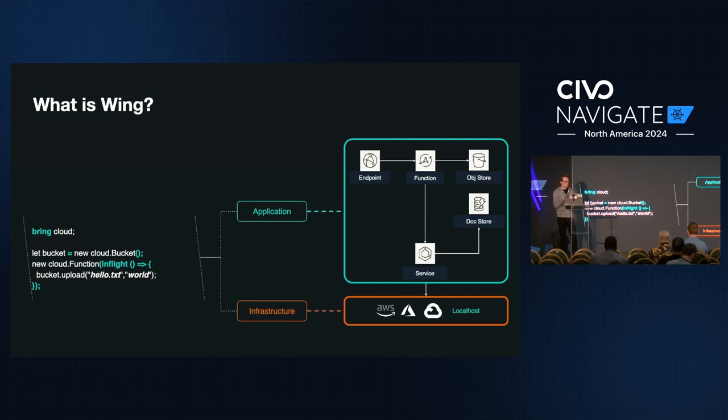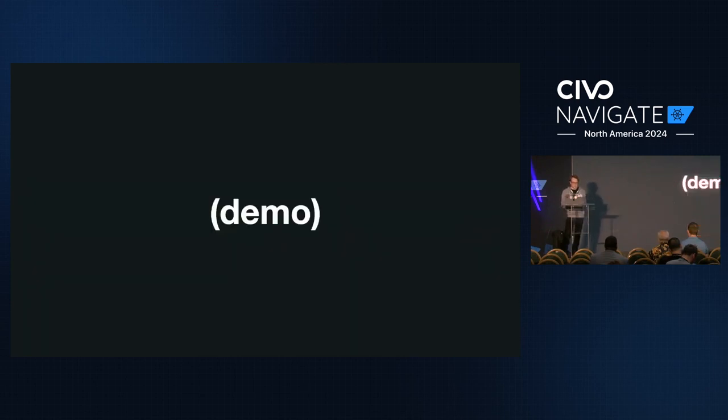The other important facet of Wing is that it makes development iteration really fast. And we do that by simulating a tiny, imperfect version of the cloud on your own computer. Now, words can say a lot, but I think the best way to show it is just to demo. So let's do some coding.